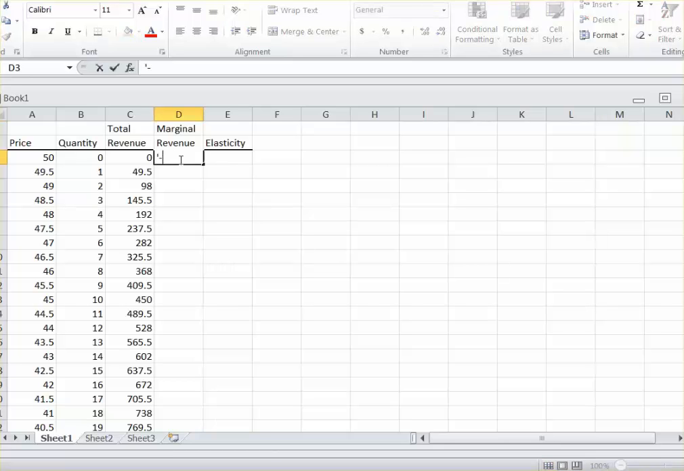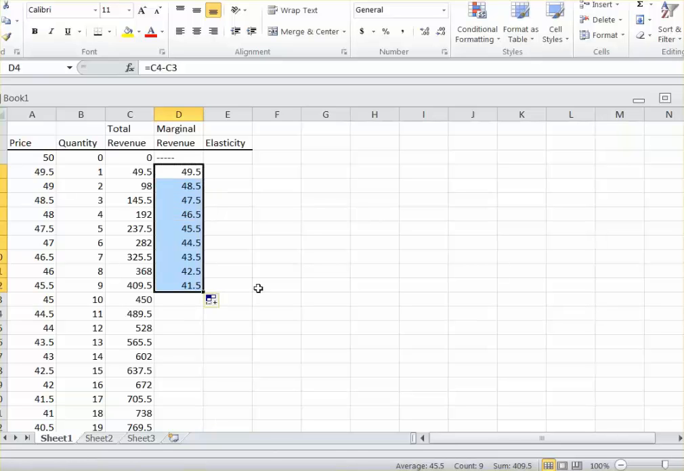Marginal revenue is not defined for this first square because we don't have a marginal revenue above it. But for here, marginal revenue is just the difference in total revenue from what we have now and what we had before. So marginal revenue of the first unit is $49.50, and then marginal revenue of the second unit is $48.50, and so forth. You'll notice that the price is going down by 50 cents every time. See that? But marginal revenue is going down at twice the rate. It's going down by $1 each time.